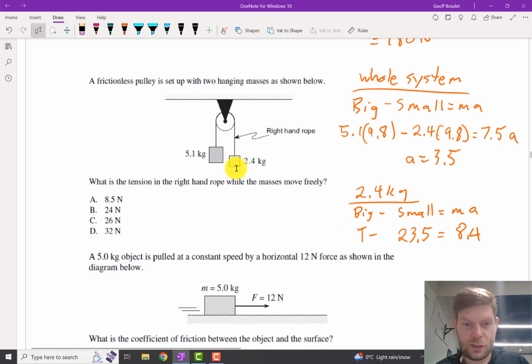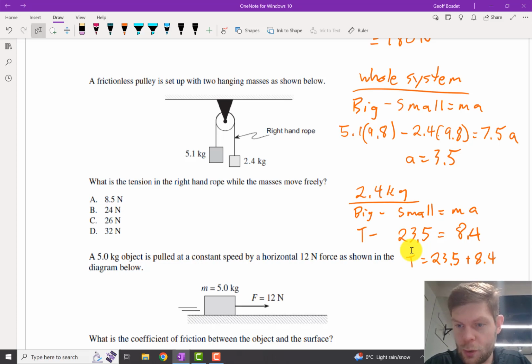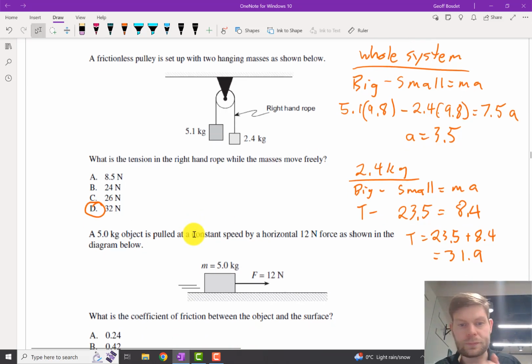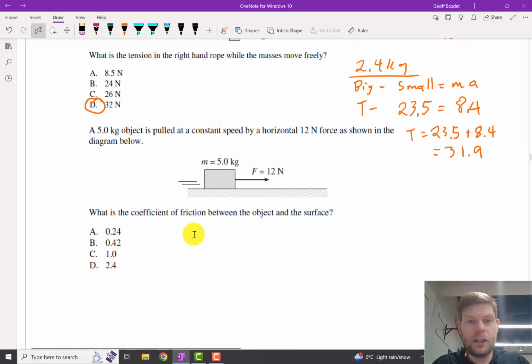Big being tension, small being gravity on it, and that equals 3.5 times 2.4, which happens to be 8.4. The small force, again, was gravity on this, 2.4 times 9.8, which was 23.5, giving our tension being 23.5 plus 8.4, or 31.9, which rounds to 32. Done. And the next guy.